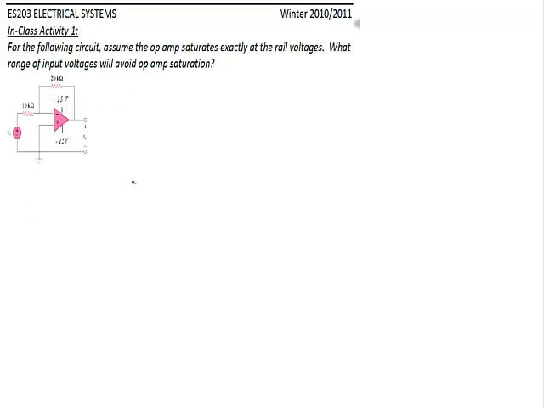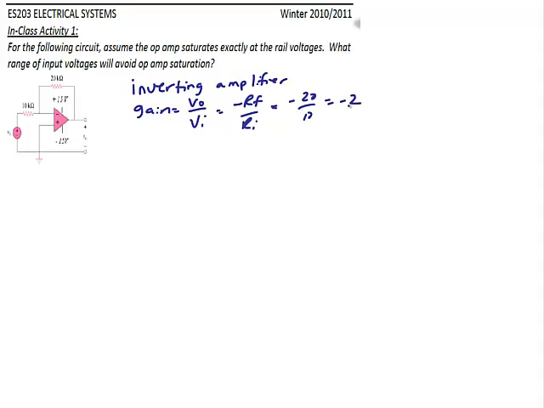So first, what type of op-amp is this? The voltage is tied to the negative terminal. The positive is tied to ground. So from what we just discussed, we know this is an inverting amplifier. The gain is equal to output over input, which is negative RF over RI. Remember, RF is the resistor that ties the output back to the negative terminal. So that's negative 20 over 10, or negative 2. So the output is equal to negative 2 times VI.